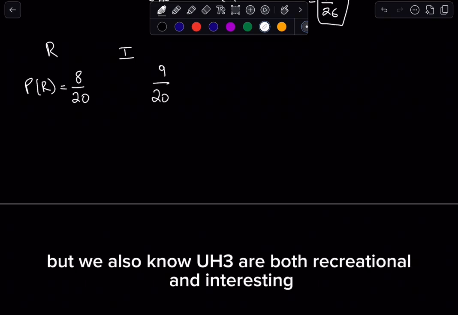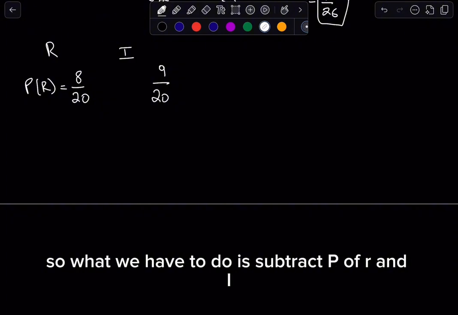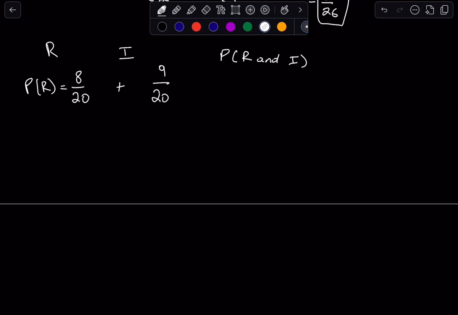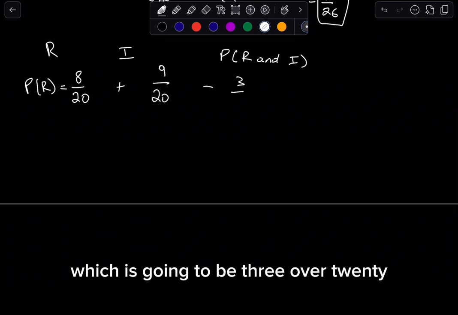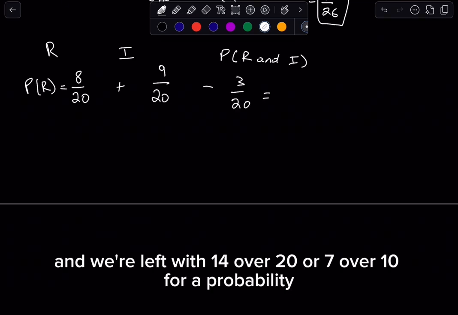But we also know 3 are both recreational and interesting. So what we have to do is subtract P of R and I, which is going to be 3 over 20. And we're left with 14 over 20, or 7 over 10 for our probability.